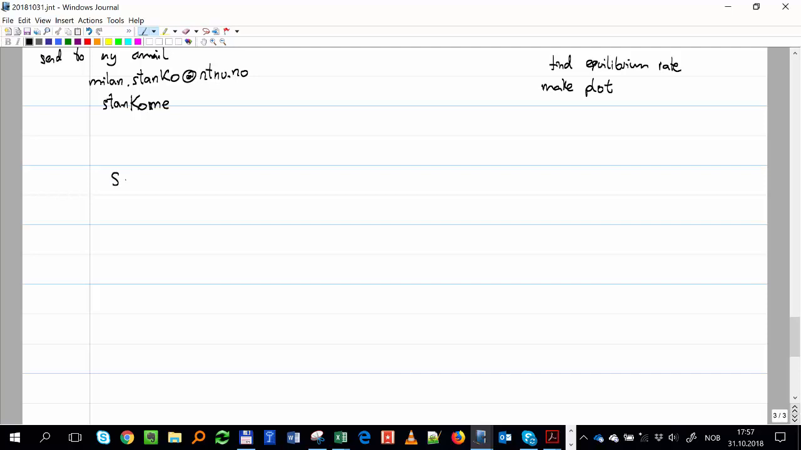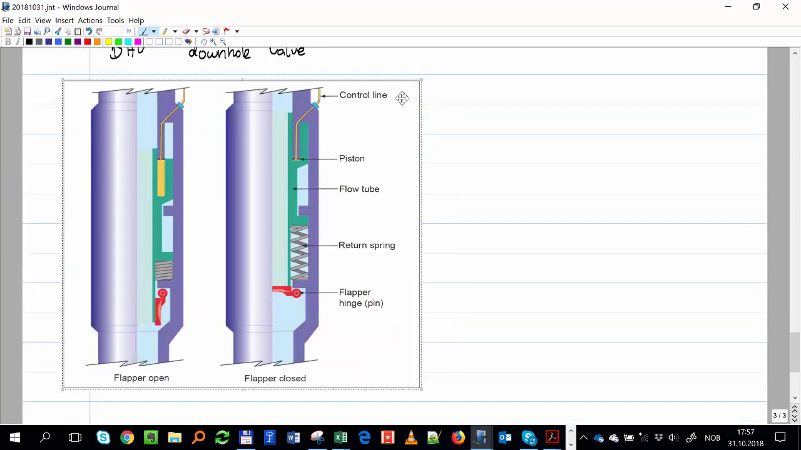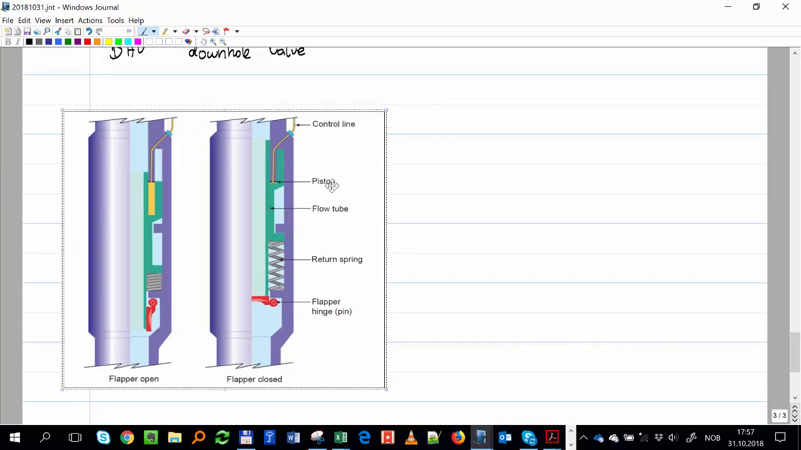The name is SSSV, so it's called subsurface safety valve, or is also known as DHV, which stands for downhole valve, a much easier name. But sometimes you have valves, you have chokes which are in the bottom of the well, so sometimes people, to avoid confusion, say SSV.